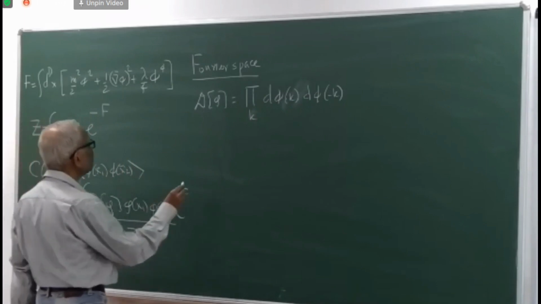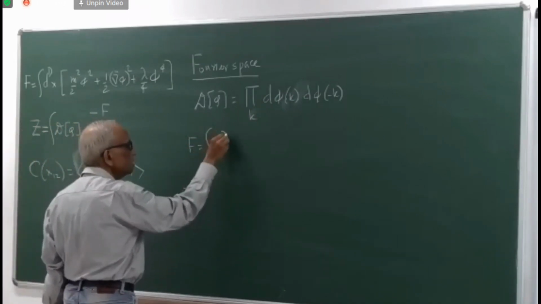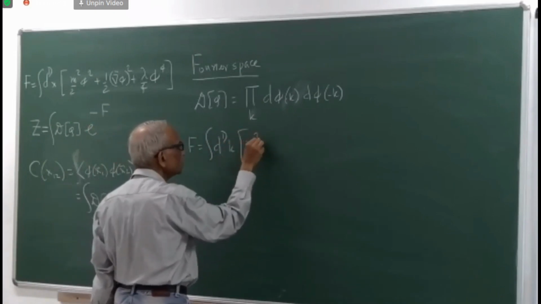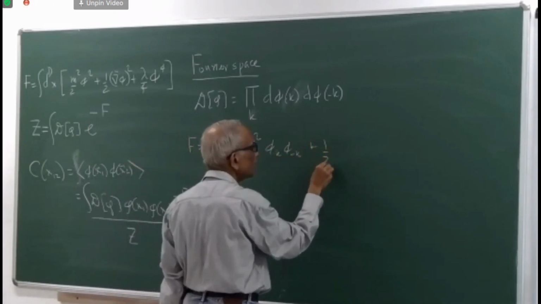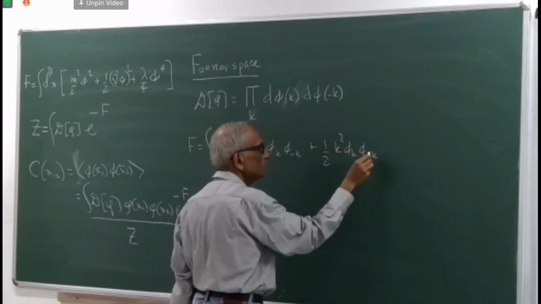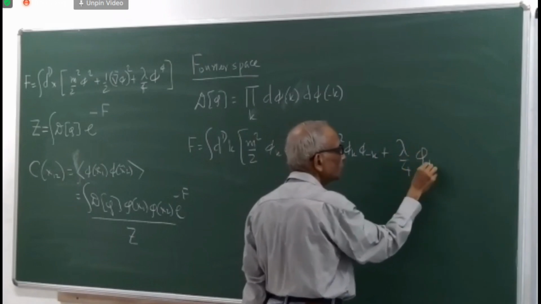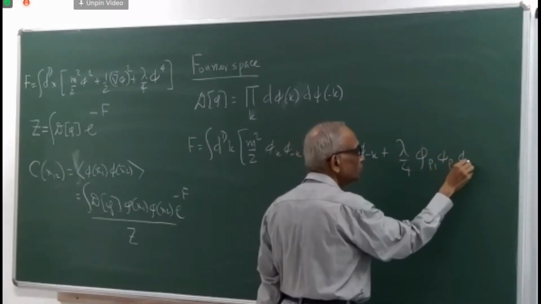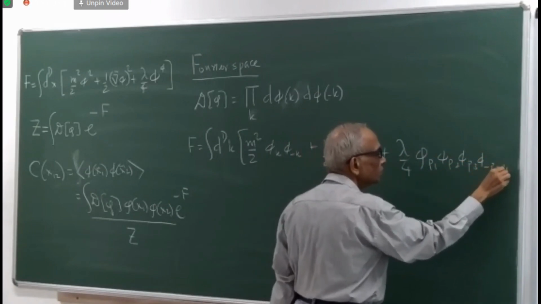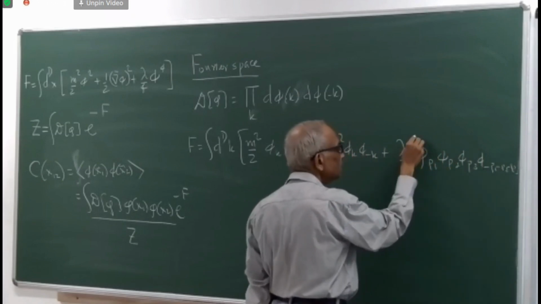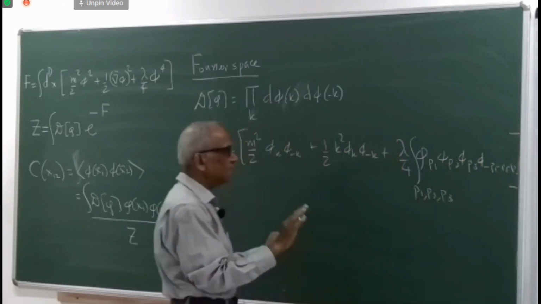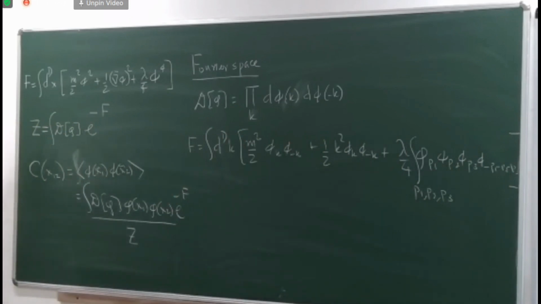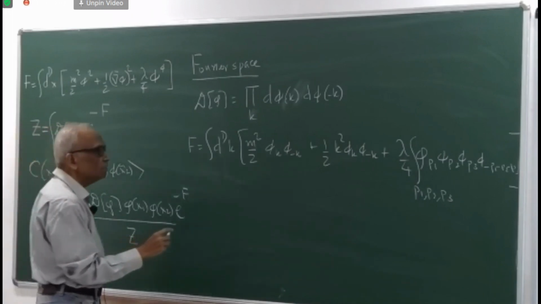And the F in Fourier space looks like the integral d^dk of m squared by 2 phi k phi minus k plus half k squared phi k phi minus k, plus lambda over 4 phi p1 phi p2 phi p3 phi minus p1 minus p2 minus p3, and here there is the integral over p1, p2, p3. So that's the setup.